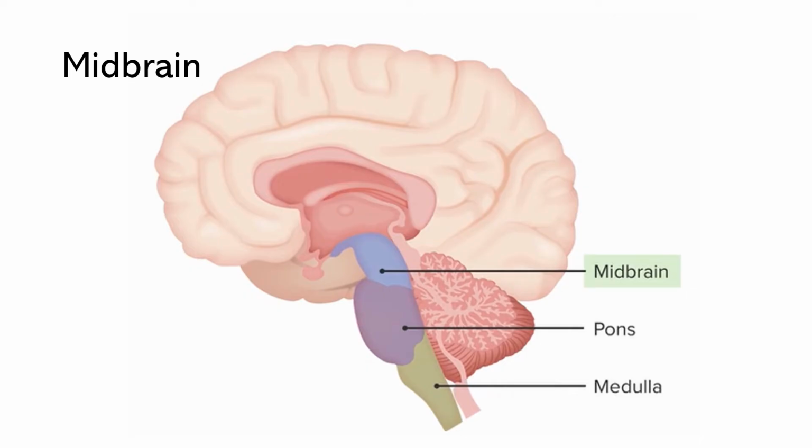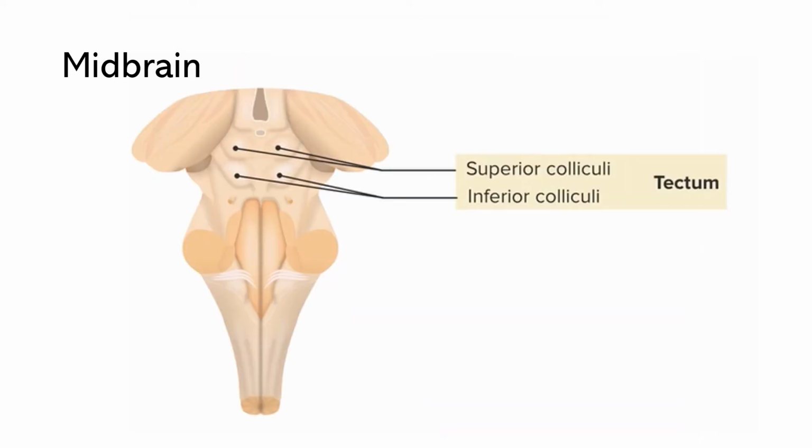The next structure that is a part of the brainstem is the midbrain. The midbrain is located superior to the medulla oblongata and extends from the pons to the diencephalon area of the brain. The posterior region of the midbrain contains elevations with nuclei known as the superior colliculi and the inferior colliculi, and together these colliculi are referred to as the tectum of the midbrain.